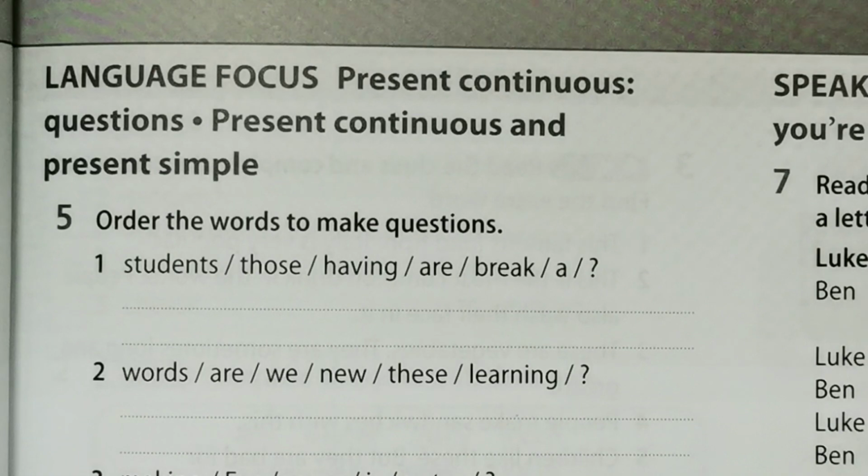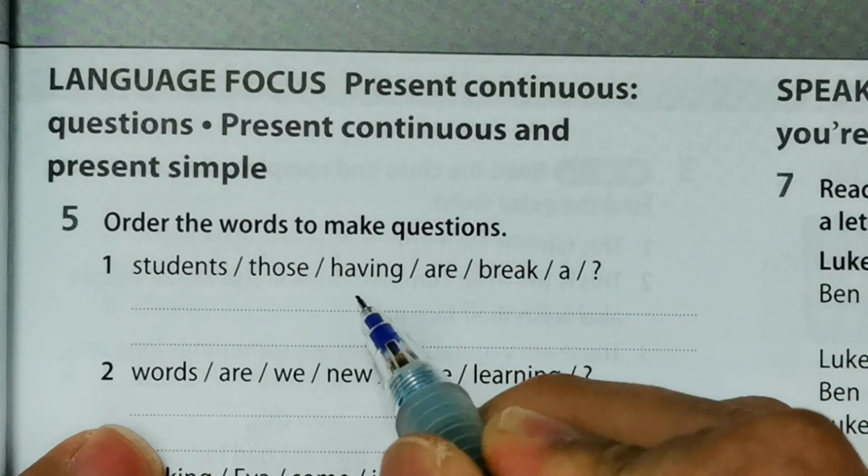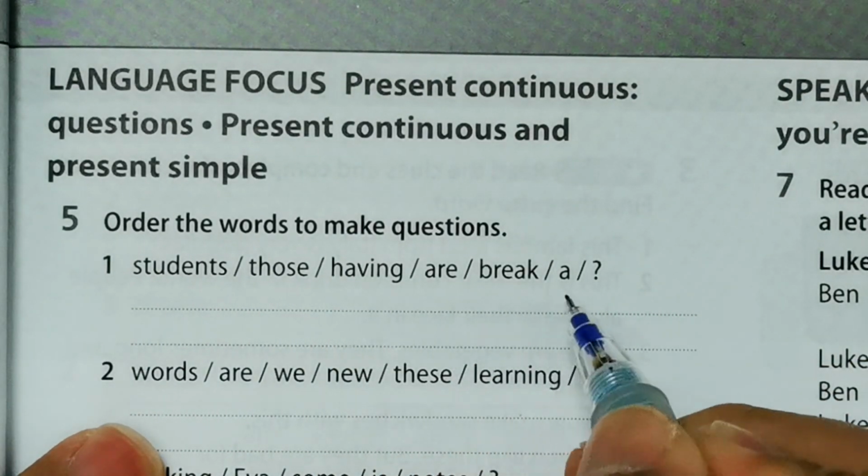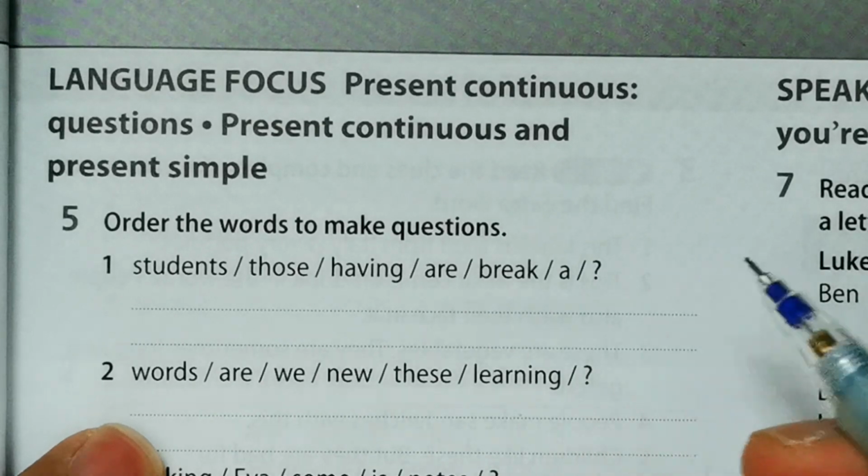And then we have to learn present continuous tense and present simple tense. So activity 5, order the words to make questions. So number 1, we have students, those, having, are, break, and we have a question mark.